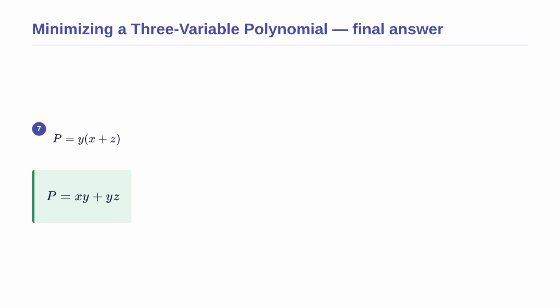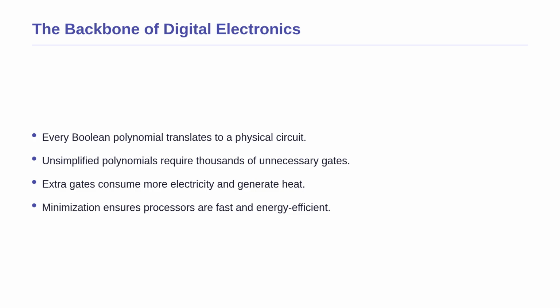You might wonder why we spend so much time factoring and applying laws. Finding the minimal form of a polynomial is the absolute backbone of modern computer engineering. Every Boolean polynomial directly translates to a physical circuit made of microscopic logic gates etched into a silicon microchip. If an engineer uses a long, unsimplified polynomial, the resulting circuit requires unnecessary physical gates. These consume more electricity, generate dangerous heat, and slow down the computer. Minimization ensures the processor is as fast, cheap, and energy efficient as physically possible.